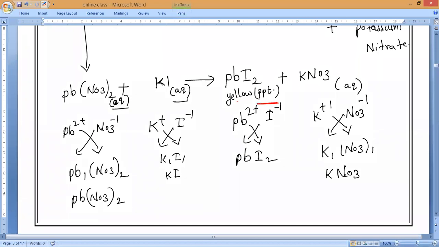Here we can notice one more characteristic. What is one more characteristic? A change in color. So this is the first example. Any doubt, guys? No, sir. So how, sir, did you say that it is yellow?